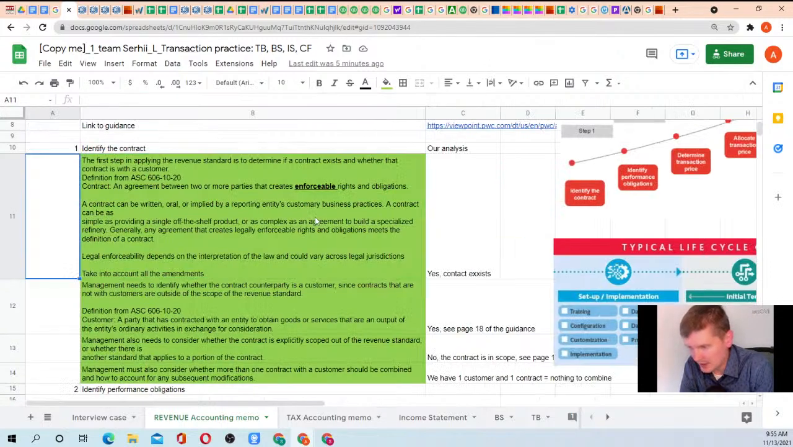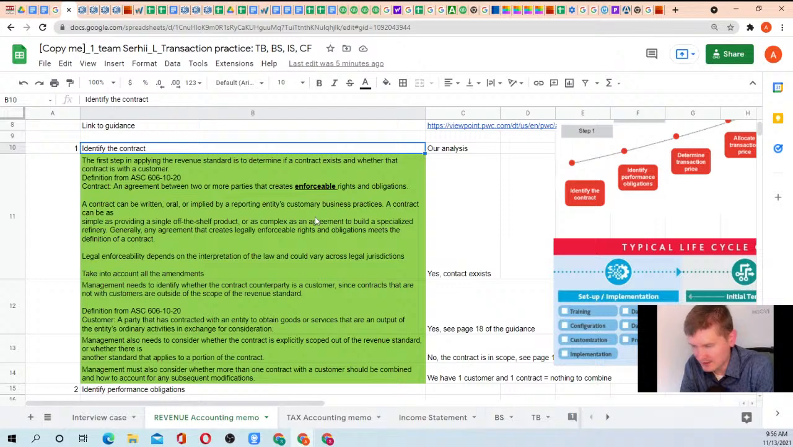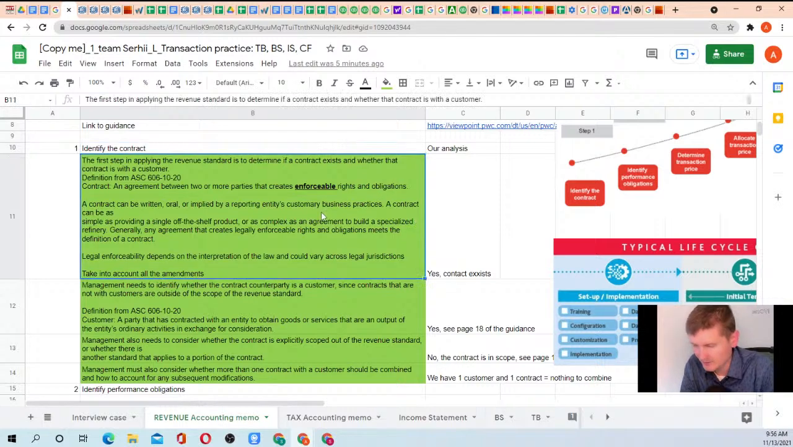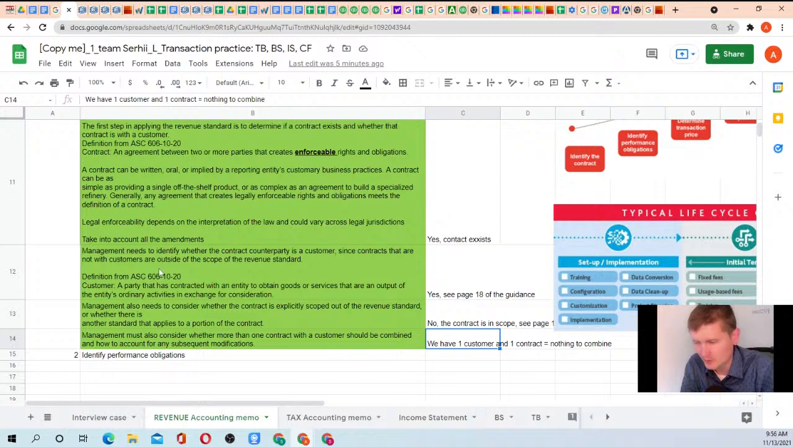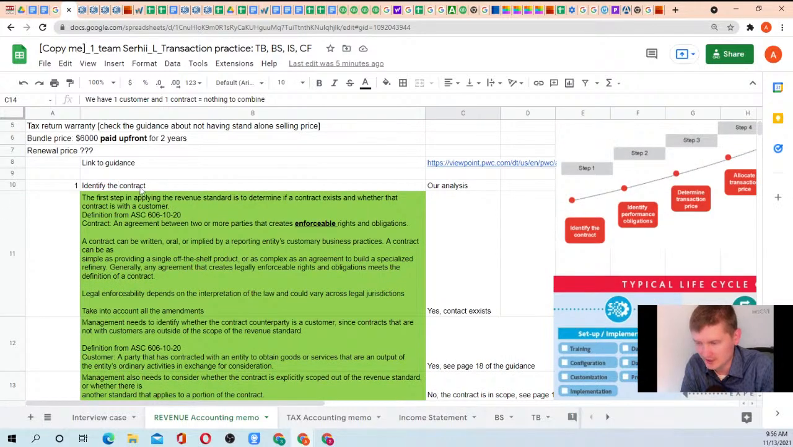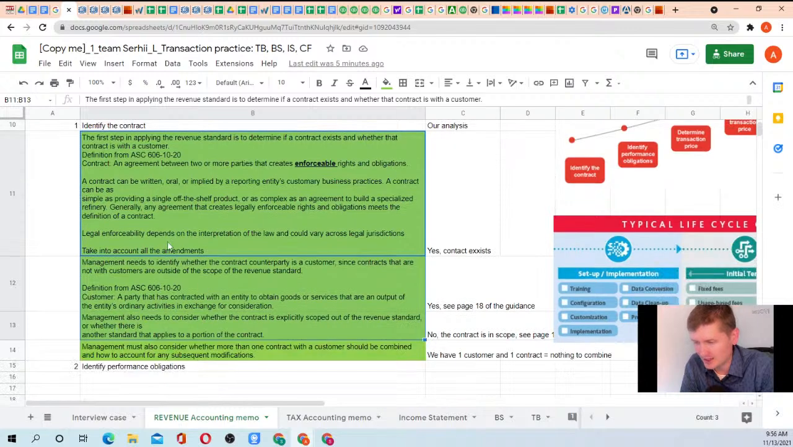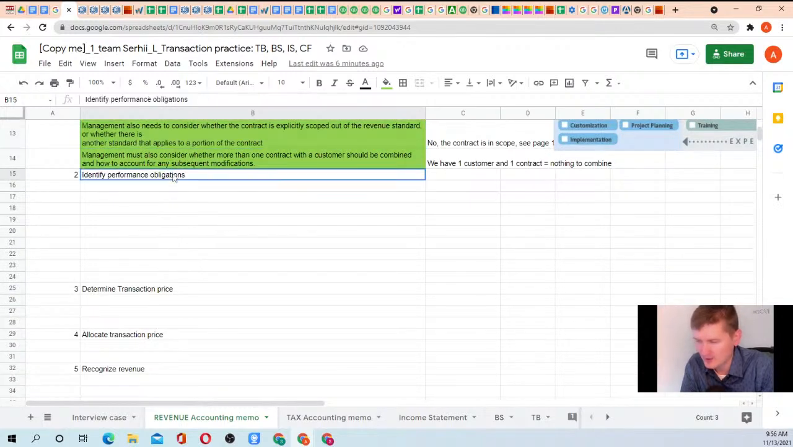So far we went through the identify the contract step, and we basically concluded that we have a contract with a customer. We haven't identified the performance obligations yet, but we will do that in the next homework.